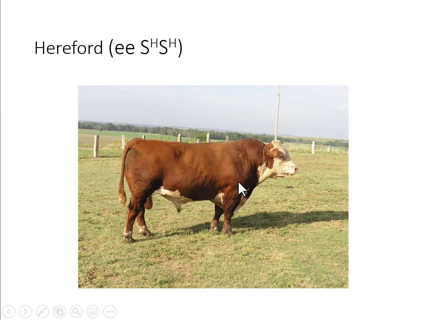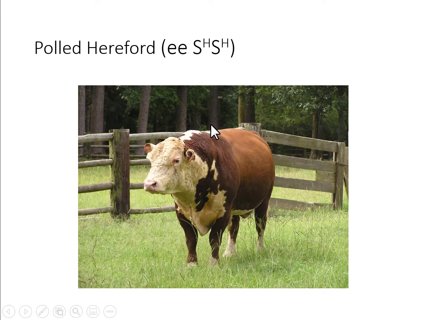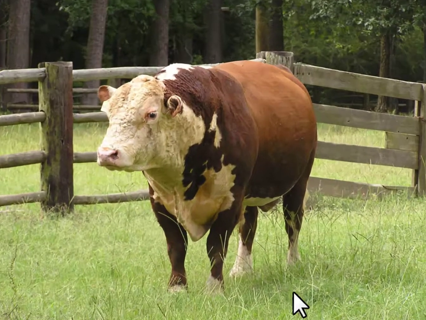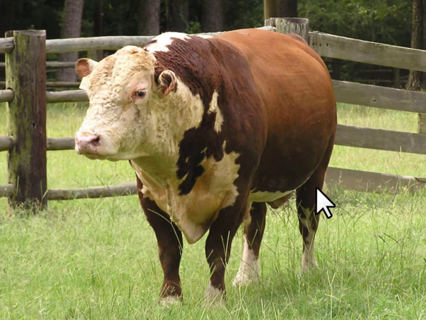So we have white on the face, the underline, the forefeet, and on the switch, and many of them also have a feather. This bull does not. And here we see a polled Hereford, so this one does have a feather. Again, we have the white on the face, the underline, the forefeet, and then on the switch, which you can kind of see right here in the background, and then oftentimes they'll have a feather.